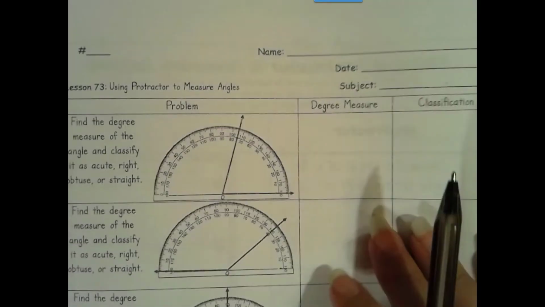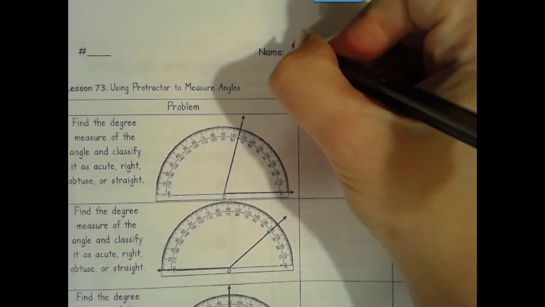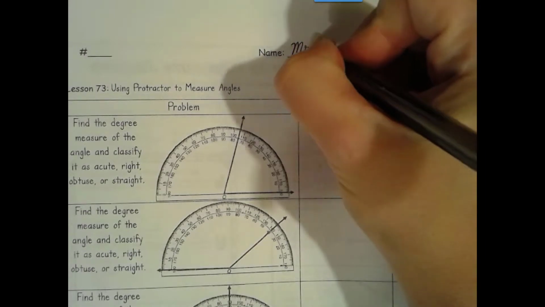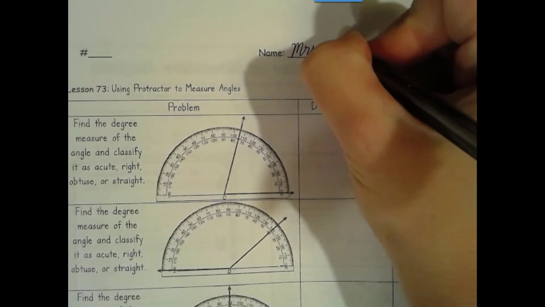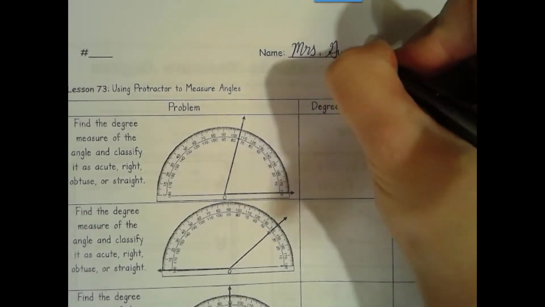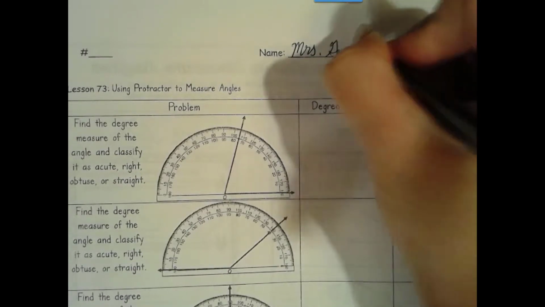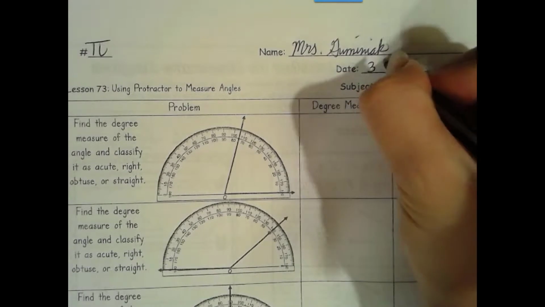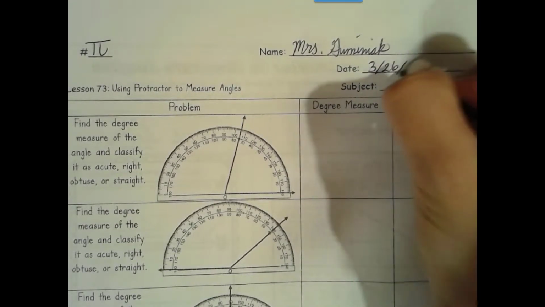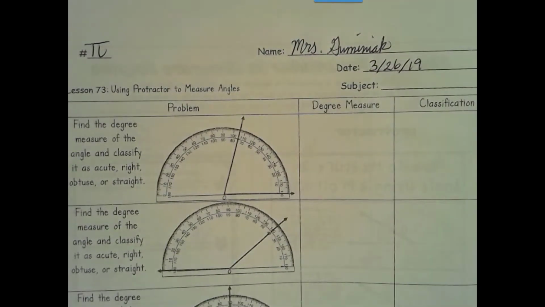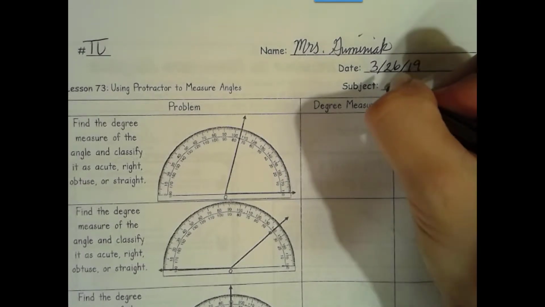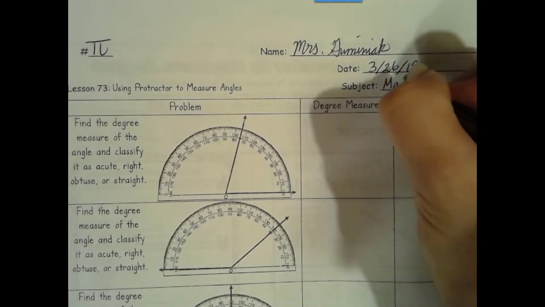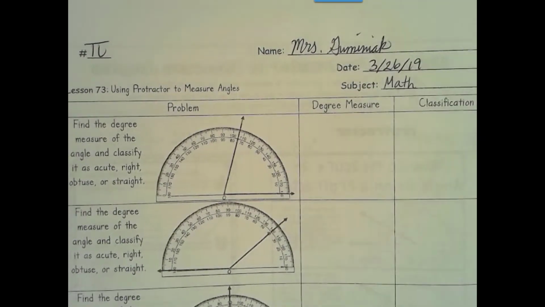Welcome to part 2. First thing that we need to do is put our heading: name, number, date, first and last in cursive. Remember to put the date you are working on these notes, not necessarily the date I am writing. Our subject is math.